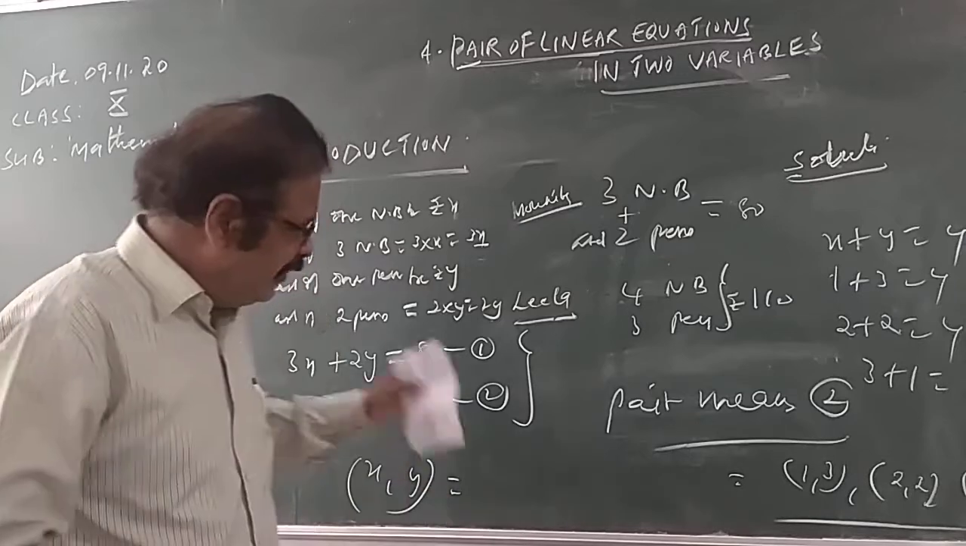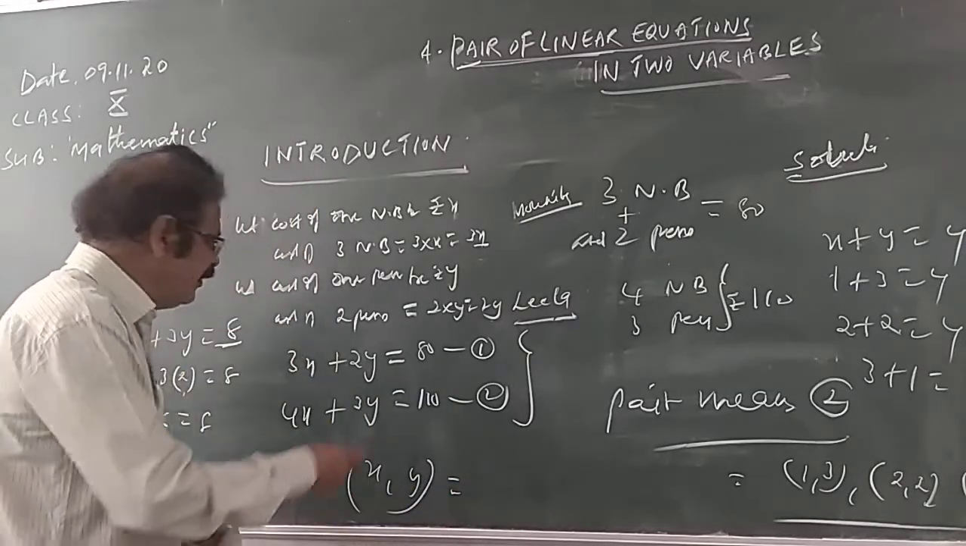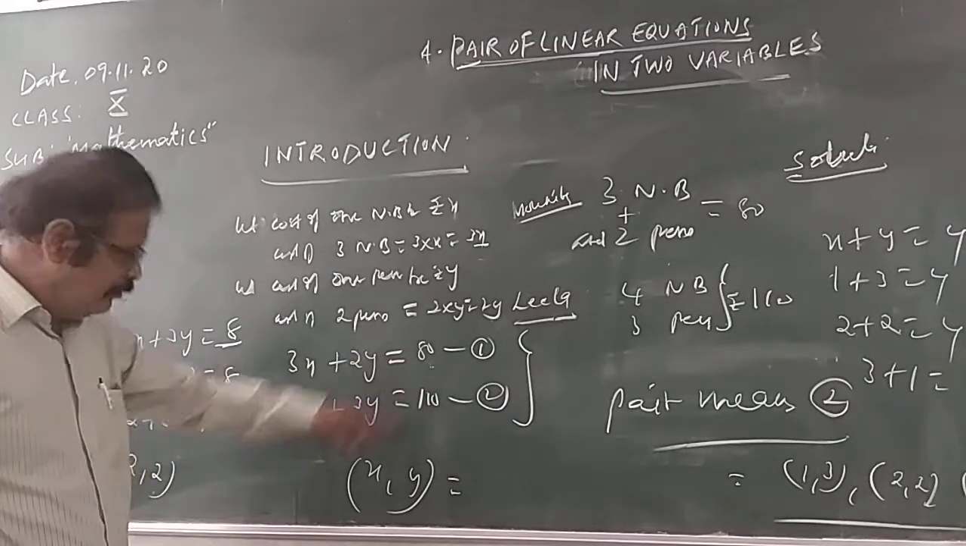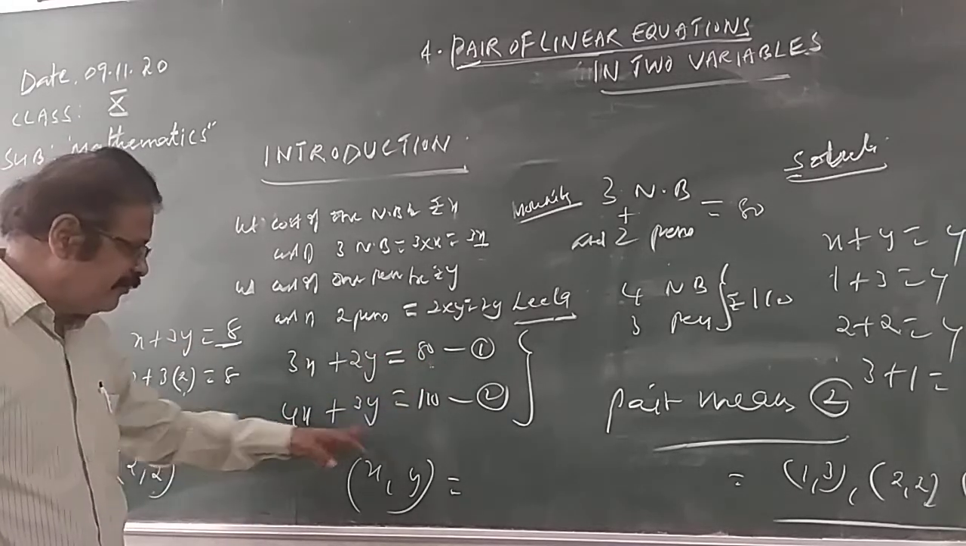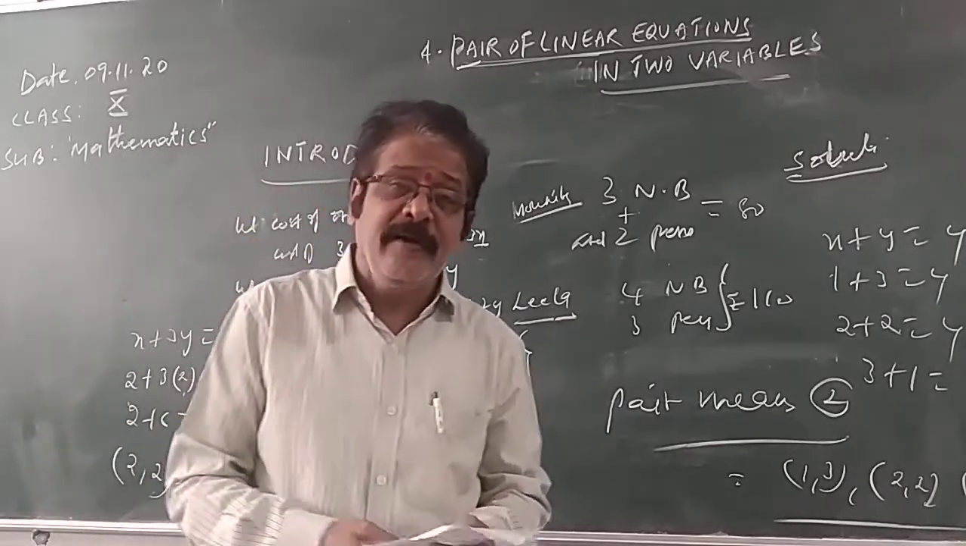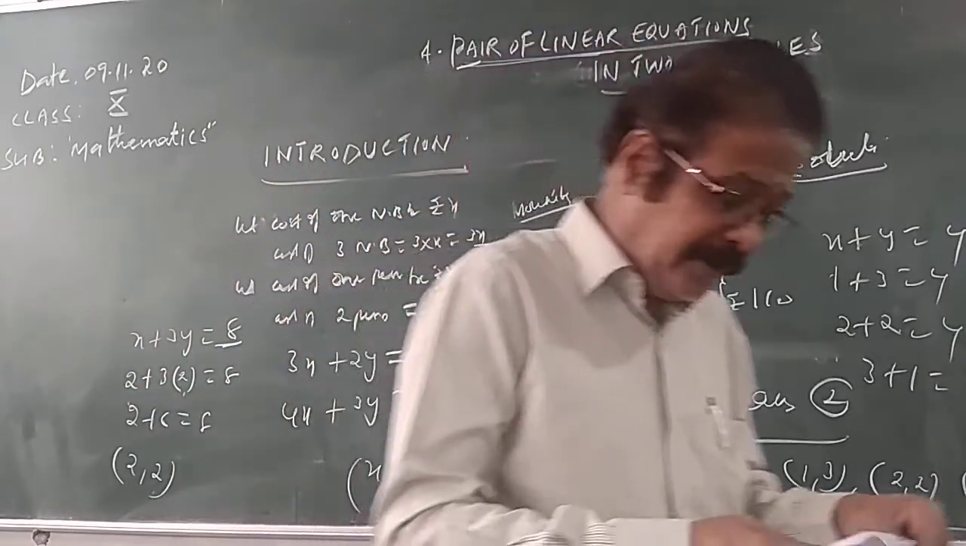For which values of these variables, if they satisfy, means the resultant, the right side, you should get. For which values of x and y does it become 80? For which values of x and y does it become 110? Those values will be the solution for the given pair of linear equations. I hope you understood.